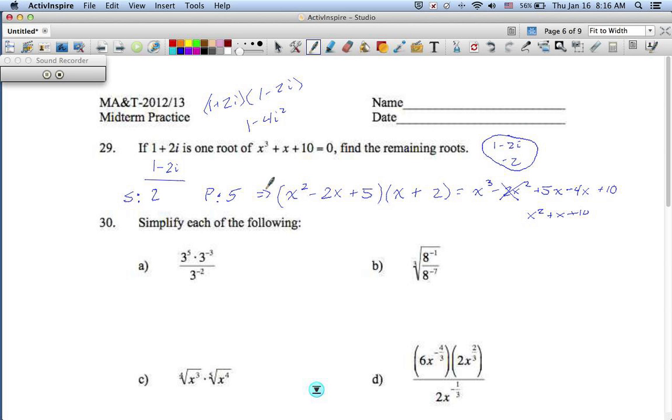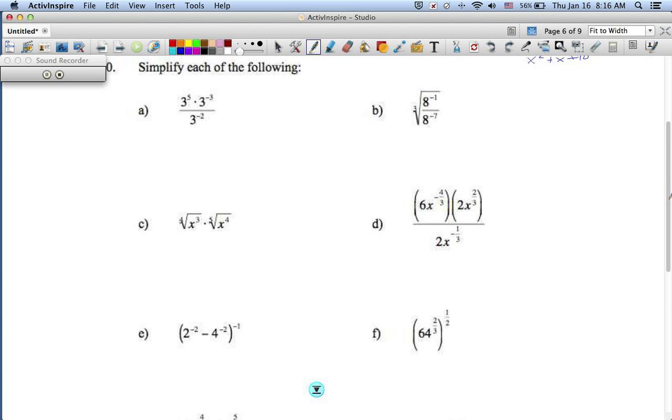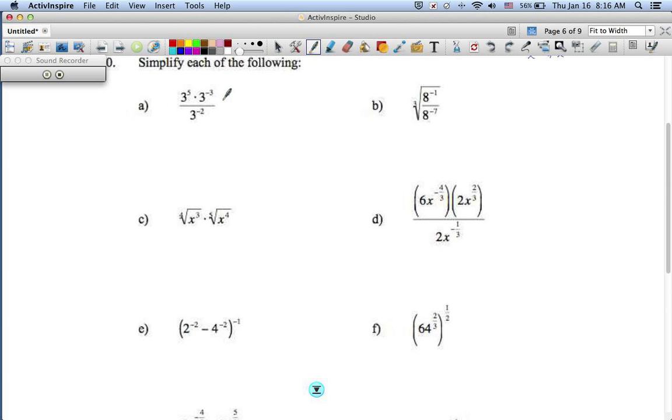Okay, you also could have gone through the long division process there if you wanted to, and you would have come up with x plus 2 again. On to number 30, simplify each of the following, so several parts involved here. All the bases are the same, so when I'm multiplying I add them, that makes it 3 squared over 3 to the negative 2, and negative exponents jump to the top, that's 3 to the 4th, which is 81.